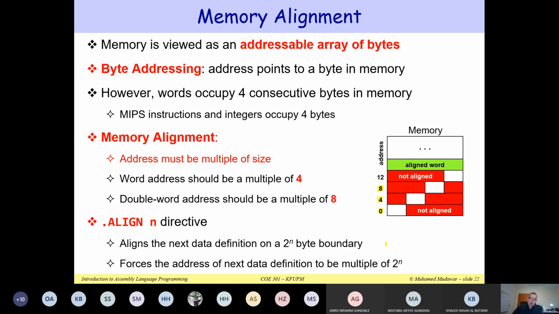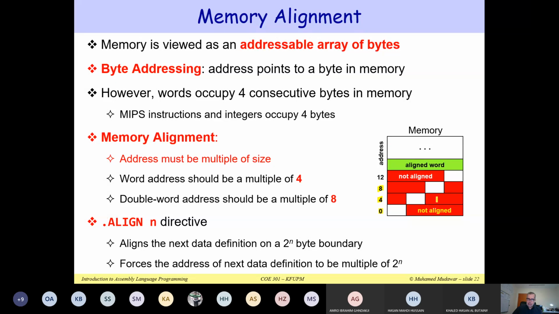Now notice that here, let us take a look at this word. The word consists of 4 consecutive bytes. So it starts at address 1, then we have 2, then 3, then 4. Now, because it starts at 1, not at 0, this word is not aligned. Notice that the word is not aligned. We have 3 bytes here, and I have 1 more byte here. So these are 4 bytes, and they are not aligned.